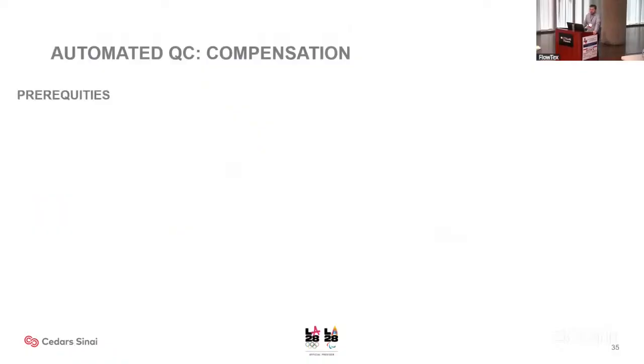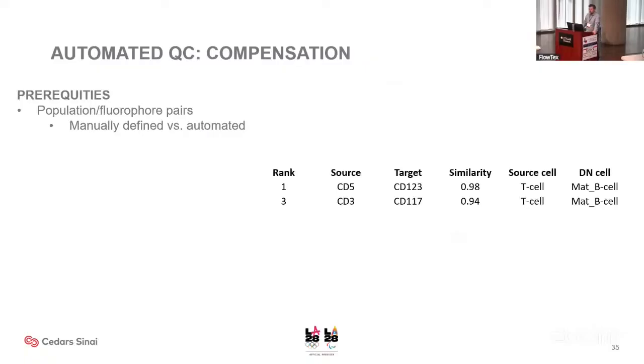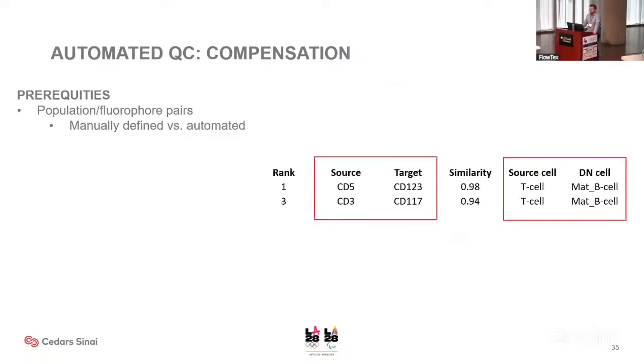So to do this iterative process, we really have a few prerequisites that we need to think about. One, population of fluorophore pairs, and these can be either manually defined or we've worked on some automated methods for defining these. But what I mean by this is what targets are we looking at adjusting? So CD5 and CD123. What would be our source cell would be a T cell, and the double negative would be a mature B cell, unless it's a CLL-like cell.